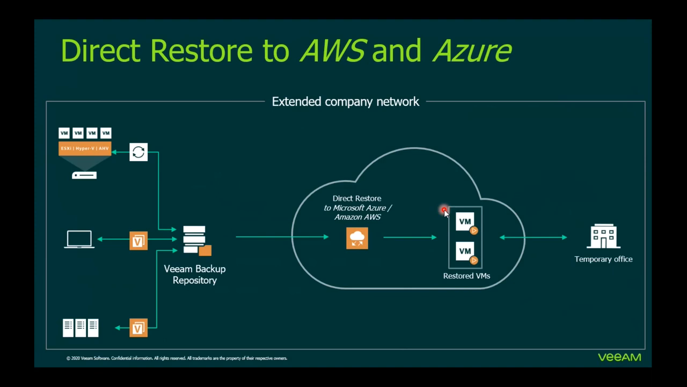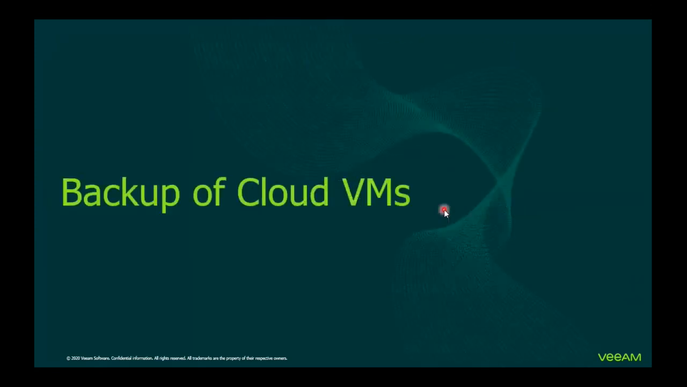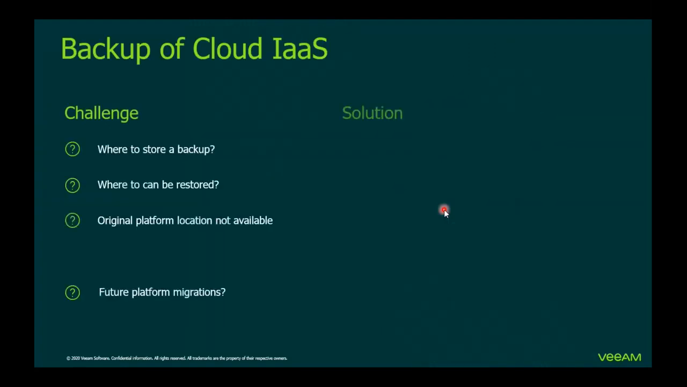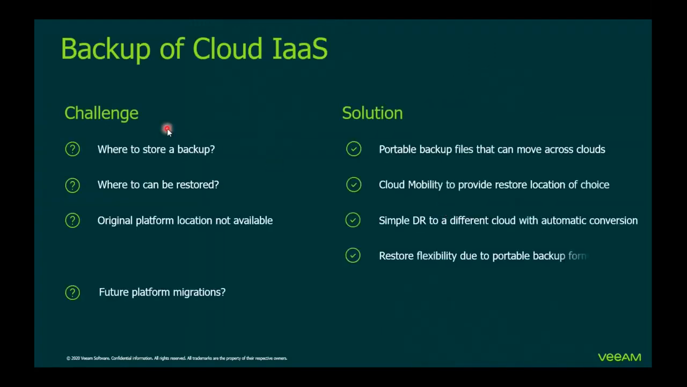Your credentials should have access to compute and to storage. If you have all those things available with your credentials, Veeam will automatically create a VM and boot up that VM in a cloud platform, whether it is AWS or Azure, right? So, backup of cloud VM. How do we do a backup of cloud virtual machines? Using instances. So where to store a backup?